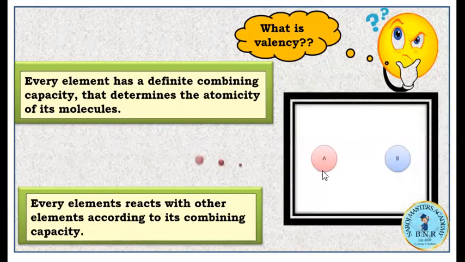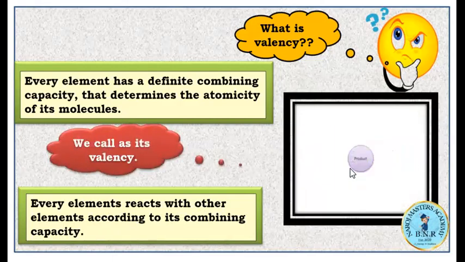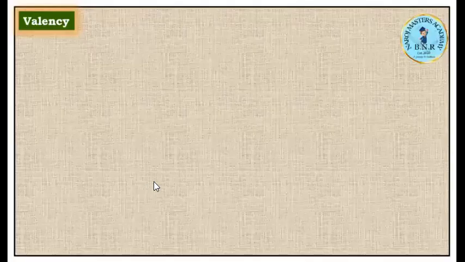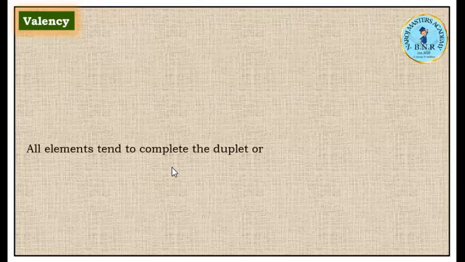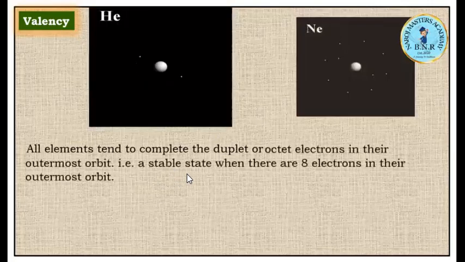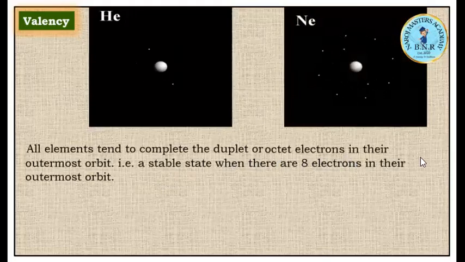Now look here, A plus B. If they combine together, they form the product AB. We call this its valency. What is valency here? Two electrons in the outermost shell. All elements tend to complete the duplet or octet rule. Is it right? Duplet or octet rule is there, with 8 electrons in their outermost orbit.